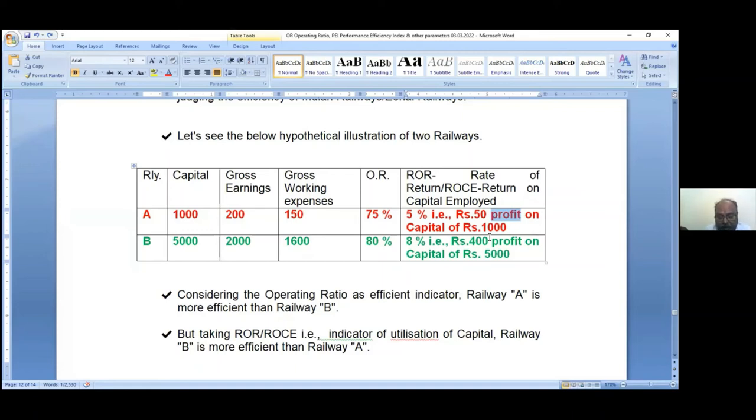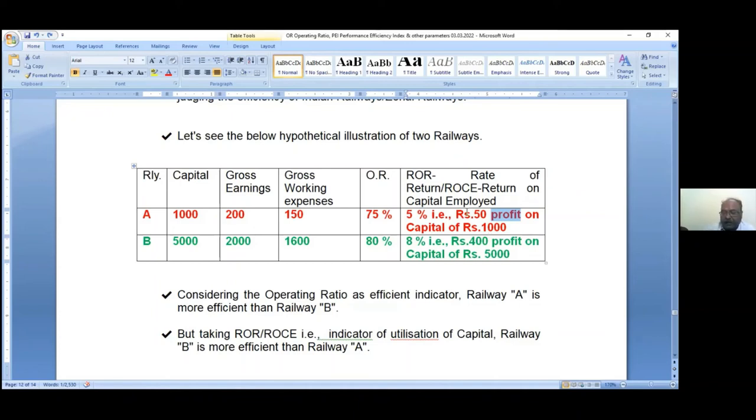Now we check B railway. B railway's capital is 5000 rupees, whereas earnings are 2000 and working expense is 1600. So the operating ratio is very simple: 1600 divided by 2000 multiplied by 100, it is 80%. That means if we compare this operating ratio, A zonal railway is more efficient than B, because A has a lower operating ratio, very little working expense compared to earnings.